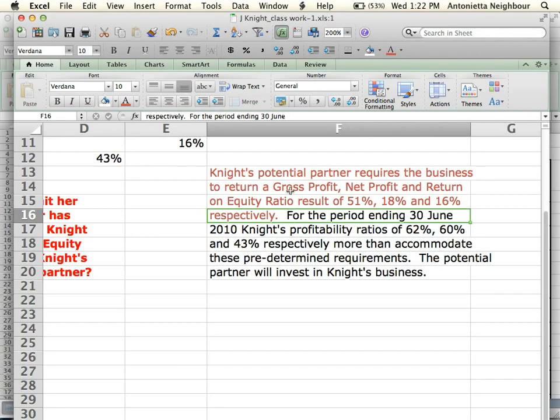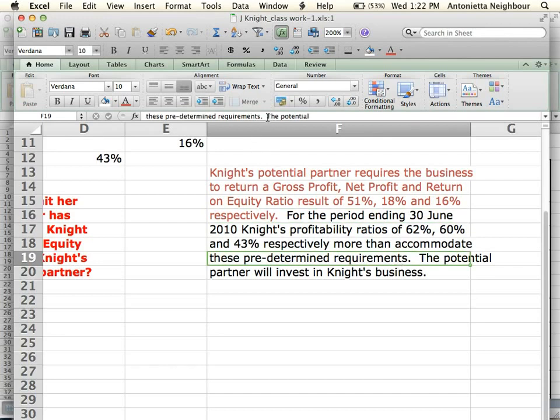Why do you have to say respectively? Because that stops me having to say 62% gross profit. So the question was, why do I keep saying respectively? I've quoted the order once here. The gross profit, net profit, and return on equity ratio results of 51, 18, 16% respectively means in respect to the order that I've listed them. That's what they relate to. It's just a bit cumbersome to read and cumbersome to type, and this is a little bit more, I suppose, efficient and economical in words. It's up to you. You can if you want.